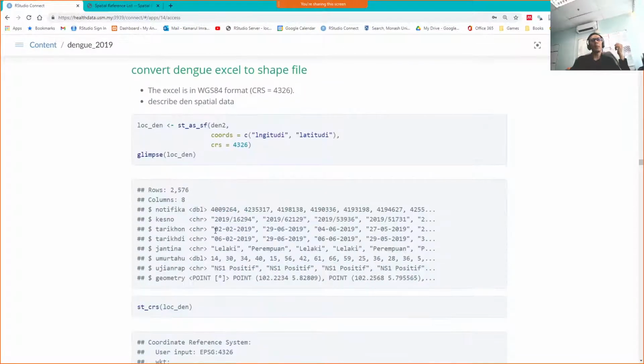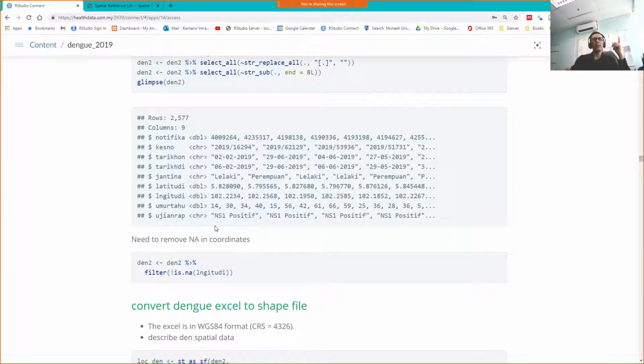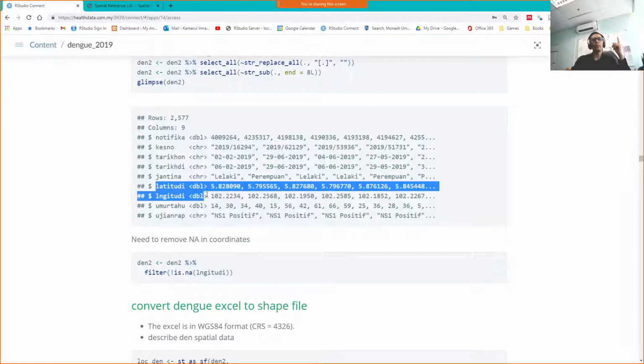The problem is with this data set, if you look at the latitude and longitude, it is 5.82, 5.79, 5.82, 102. So these are coordinates based on a geographic coordinate reference system, WGS 1984. They don't use RSO Malaya meter, even though they are using a machine to capture the locations. You can set that to RSO Malaya meter, but they use WGS 1984.